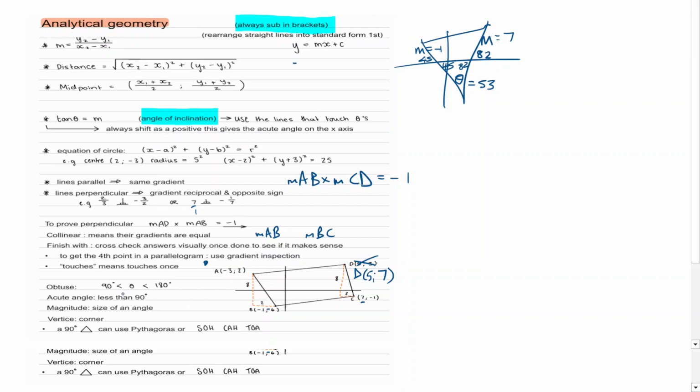Obtuse, you might be used to. It's between 90 and 180. Acute just means less than 90. Magnitude, that can sometimes confuse people. It just means the size of the angle. You're just working with angle. A vertice or a vertex is just the corner of a shape.